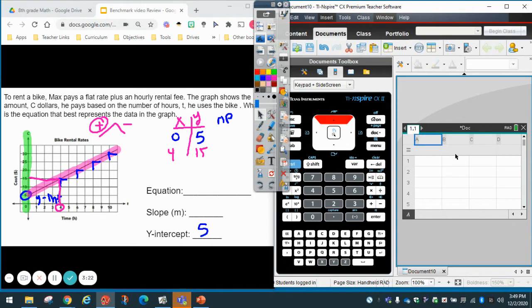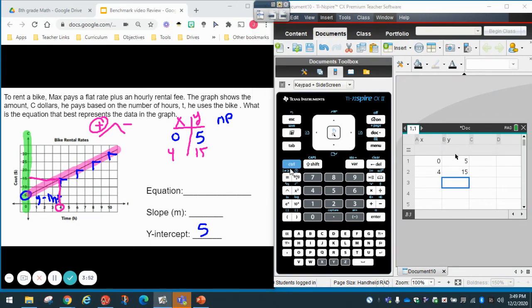So let's go all the way to A, and we're going to put X, go all the way up to B, and we're going to put Y. The reason why is because all of these numbers that we're going to place in here represent the Y value, and all of these numbers represent the X value. So for the X values, we have 0 and 4. Now let's go to the Y values, 5 and 15. So there we have it.